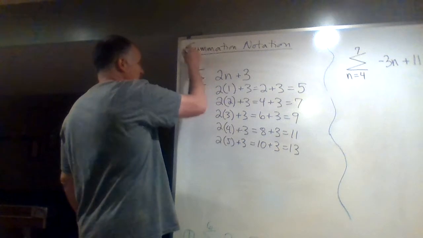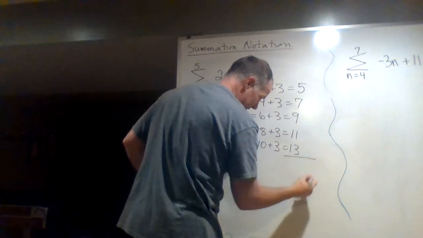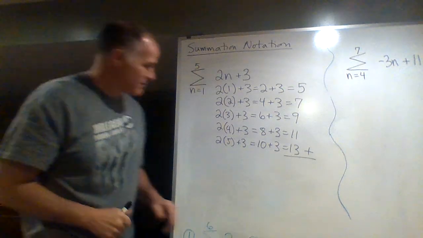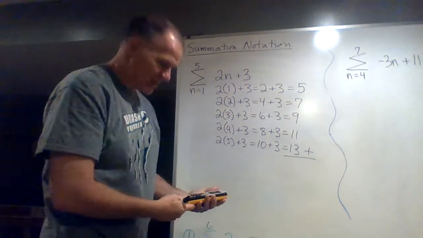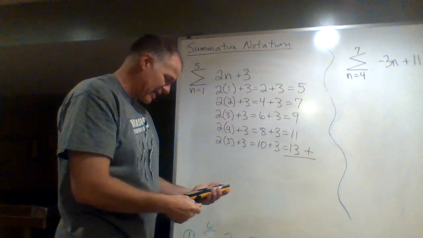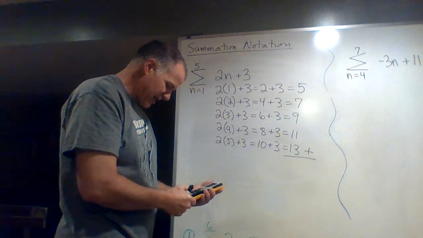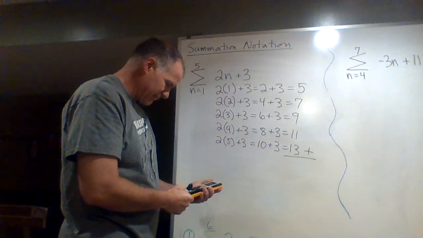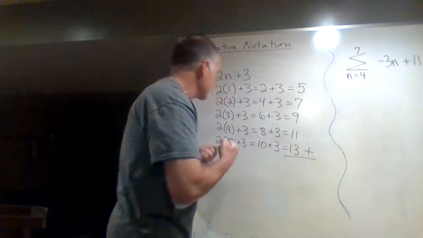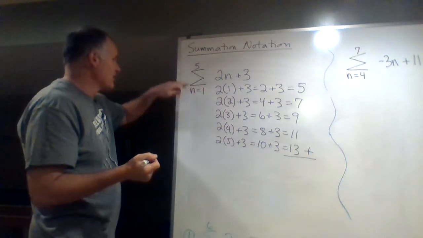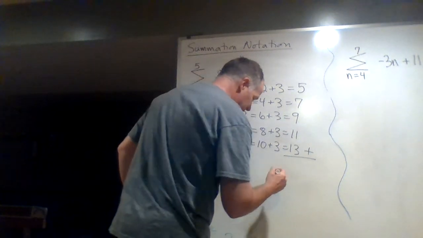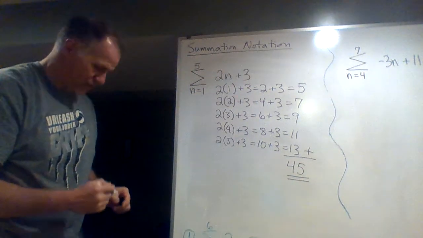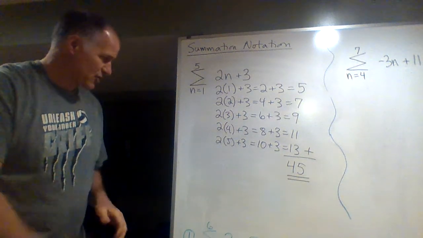But remember, summation, we're summing. So we are going to add up all of our answers, and that is going to be the final thing we do. I'm going to grab my calculator: 5 plus 7 plus 9 plus 11 plus 13. And boom, the summation for this formula from 1 to 5 is 45. That is the answer.